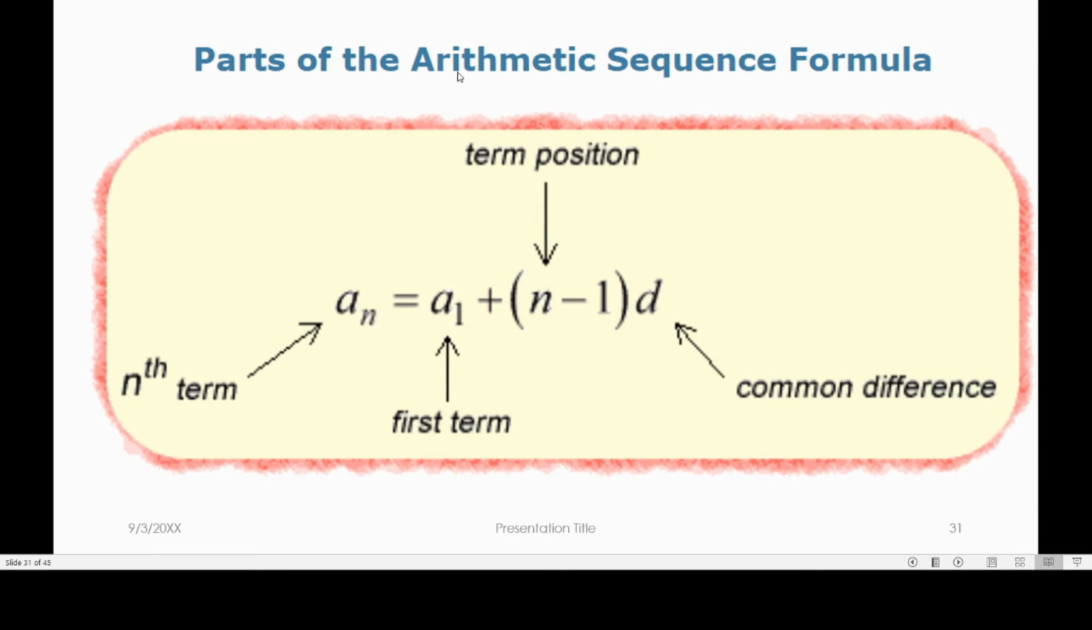So let's go over the parts of the arithmetic sequence formula: nth term, first term, term position, common difference. The nth term is equal to the first term plus the number of terms minus 1 times the common difference.